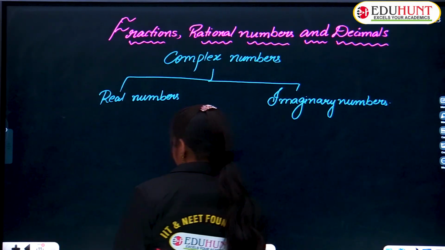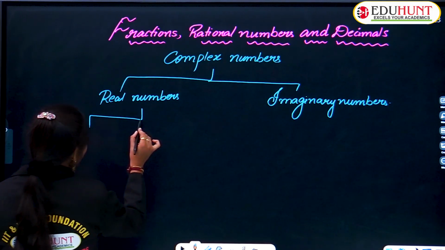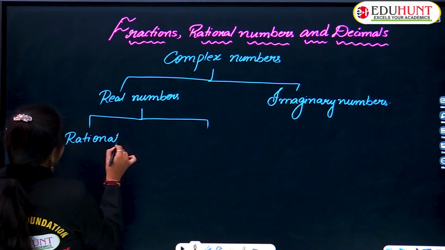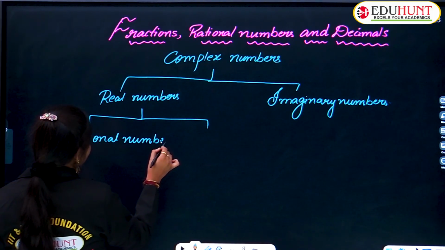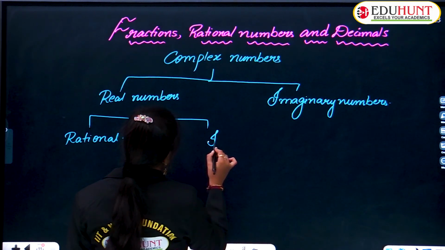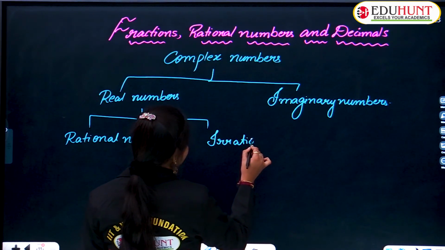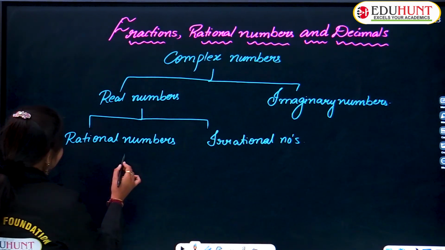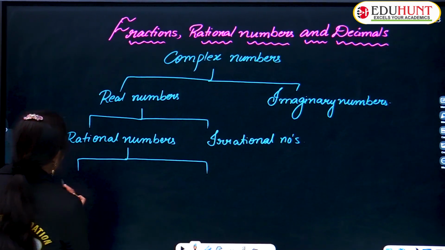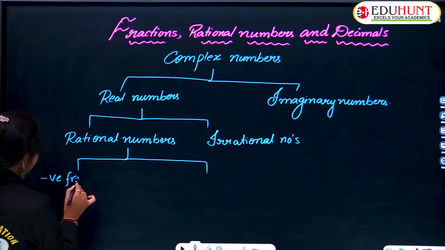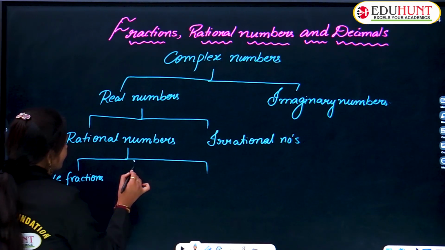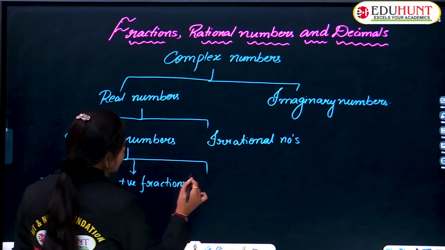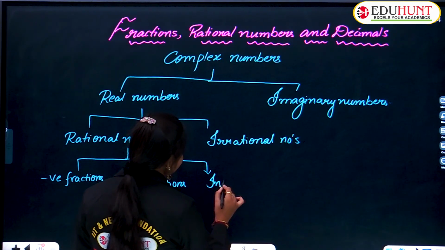Now, real numbers are again divided into two parts. What are those? Rational numbers and irrational numbers. Again, in rational numbers we have negative fractions, positive fractions, and here we have integers.